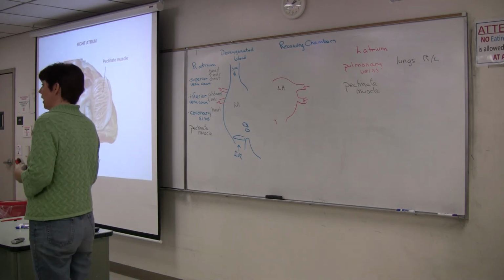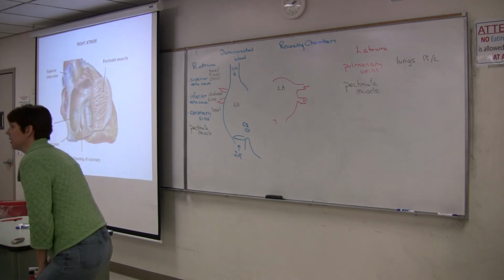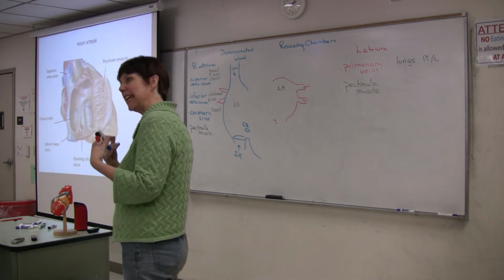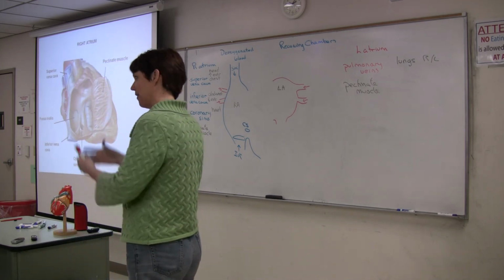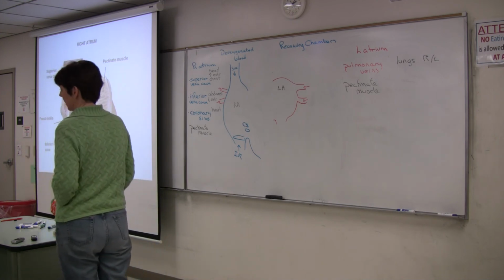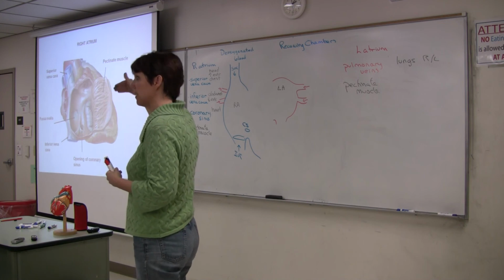Toddlers that aren't getting enough oxygen will often squat. They'll run around and play, and all of a sudden they'll just sit and squat. It's a particular characteristic of that. They'll have a blue tinge to their skin, and so usually their parents will take them in, and they'll find things like this and get it fixed. Once it's closed, it's called the fossa ovalis.